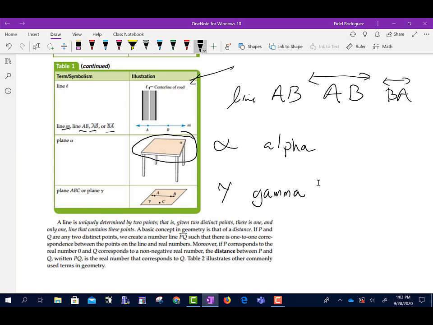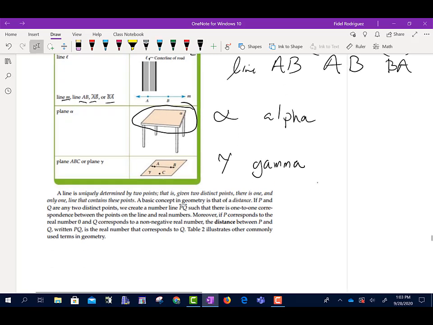Okay, so it says a line is uniquely determined by 2 points, that is, given 2 distinct points, there is one and only one line that contains these points. A basic concept in geometry is that of distance. If P and Q are any distinct points, then we create the number line PQ, such that there's a one-to-one correspondence between the points on that line and real numbers. Moreover, if P corresponds to the real number 0 and Q corresponds to a non-negative real number, the distance between P and Q, written PQ, is the real number that corresponds to Q.